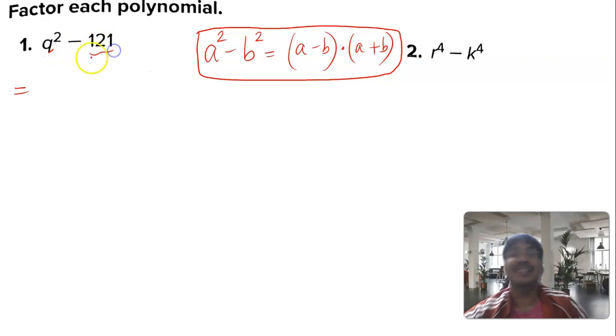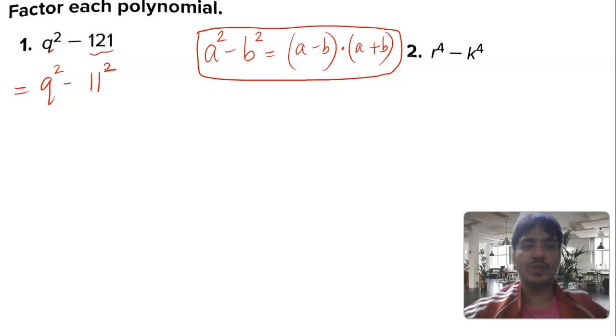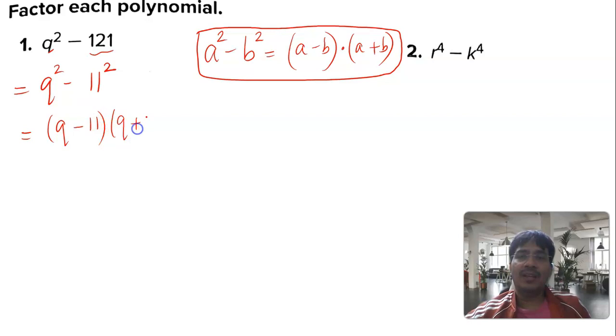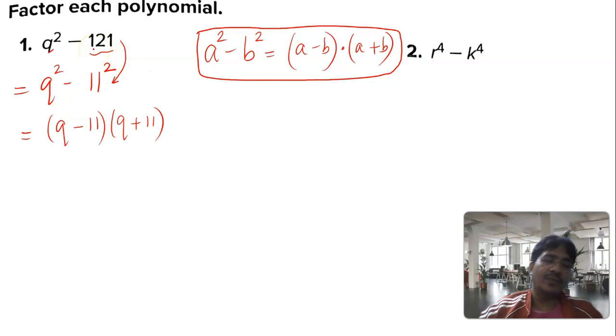First, 121 is whose square? Now what times what is 121? Is there a number whose square is 121? So yes, 11 square is 121. You can check from the calculator also that 11 square is 121. So once you do that, factorizing this is very easy. You just have to write q minus 11 and q plus 11. That's it. Finish. You just have to use your brain for this one, that 11 square is 121. Otherwise, it's very easy.